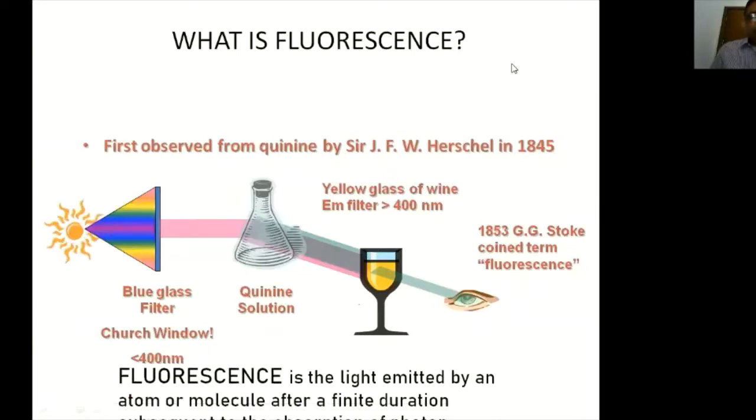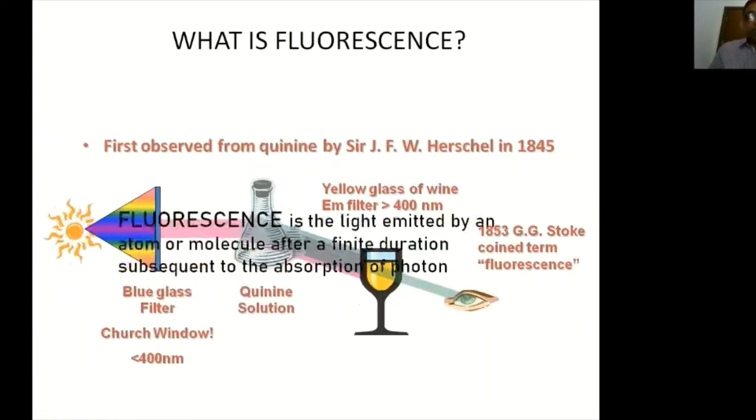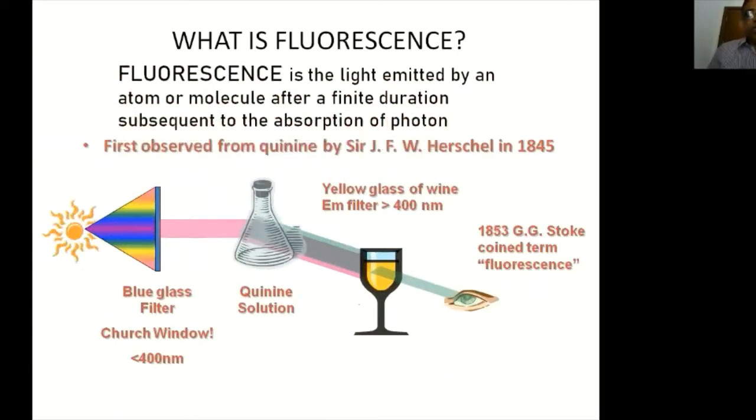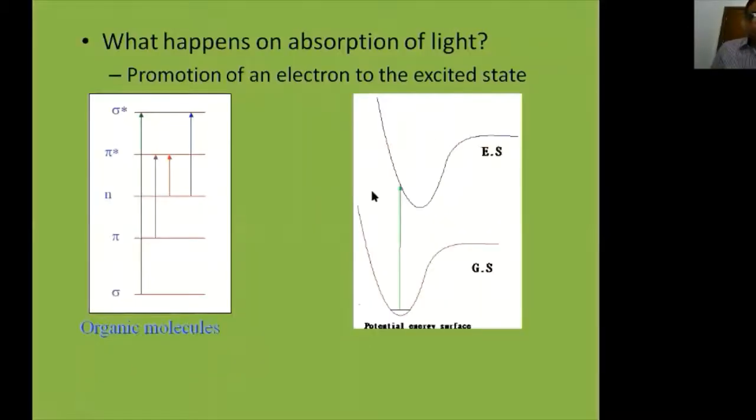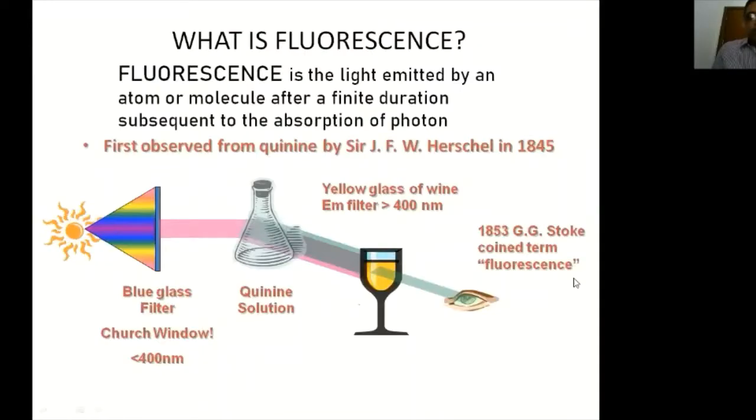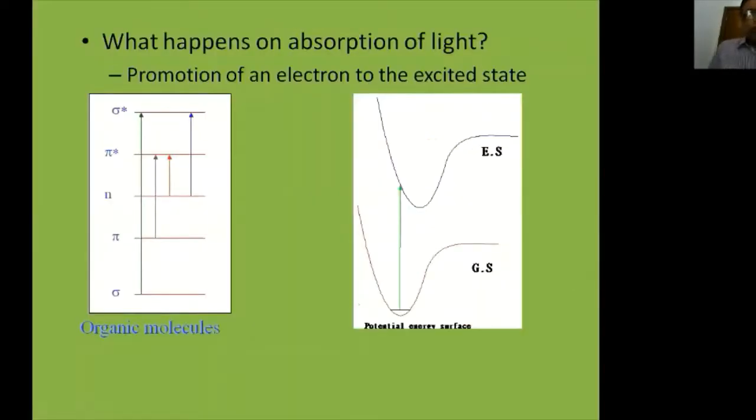Fluorescence is nothing but light emission by an atom or a molecule after a finite duration subsequent to the absorption of a photon. This is the basis. This is how you define fluorescence. Now, when you look at fluorescence, what is required is light. When you give light to the molecule, what really happens in the molecule? It is the promotion of the electron to the excited state.